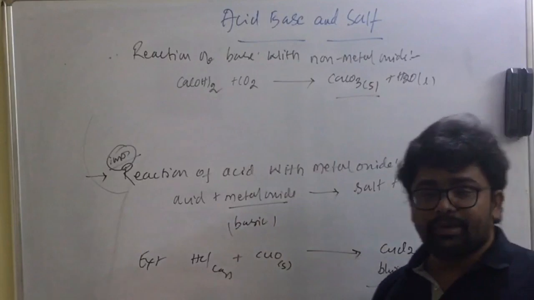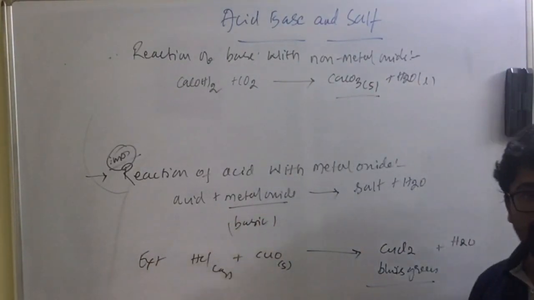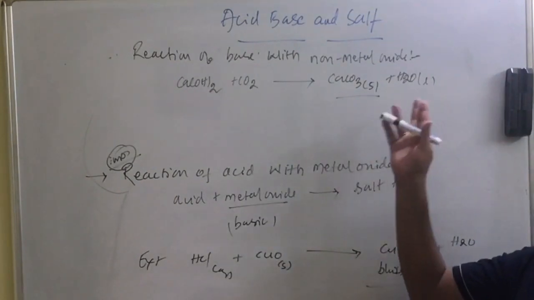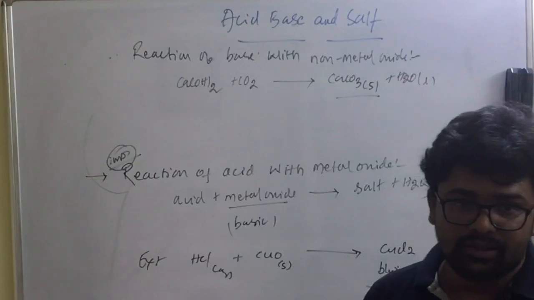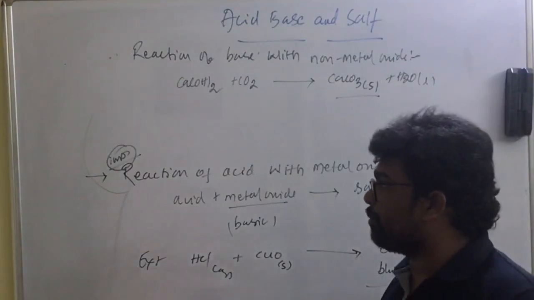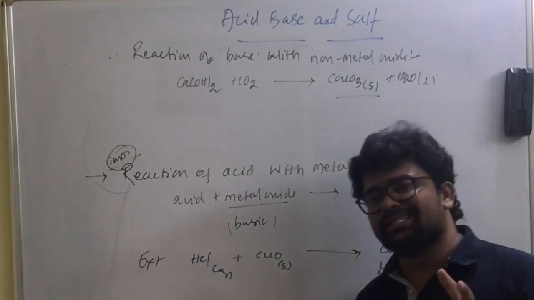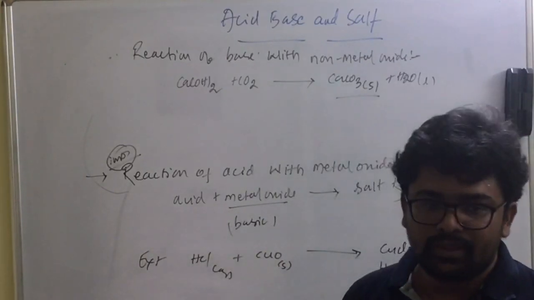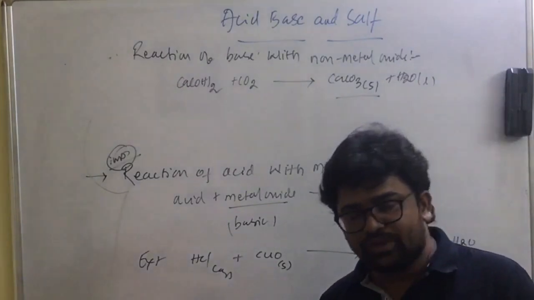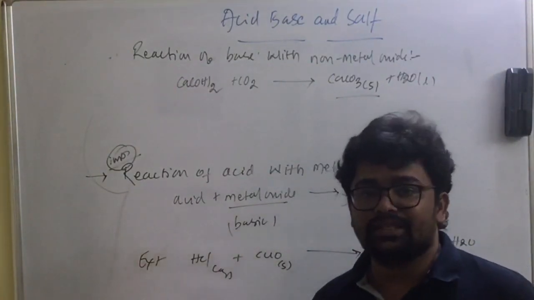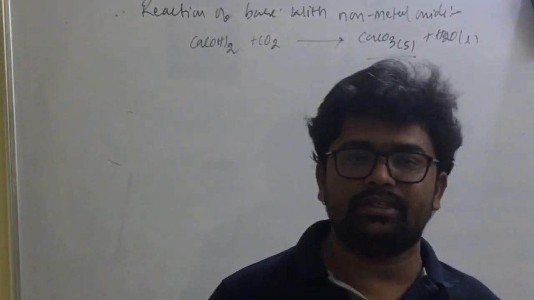Reaction of base with non-metal oxides. So non-metal oxides are acidic in nature, right? When they react with base, they give you salt and water, which is also similar to our neutralization reactions. So these are some of the chemical properties of acids and bases. So what do these acids and bases have in common? Let us try to learn what acids and bases have in common, and how do we decide the strength of acids and bases.